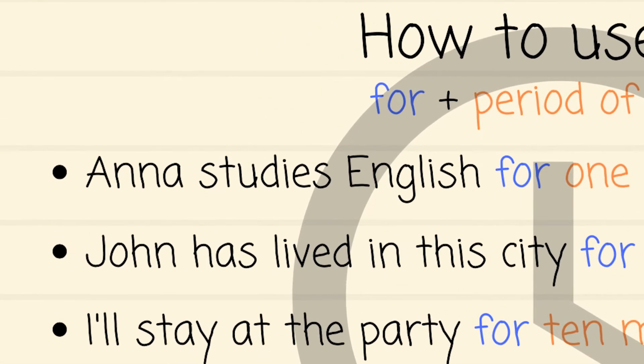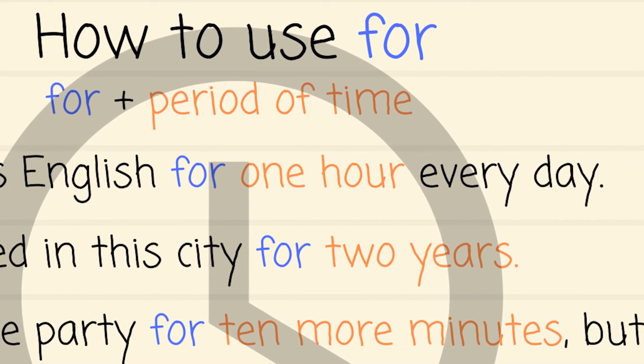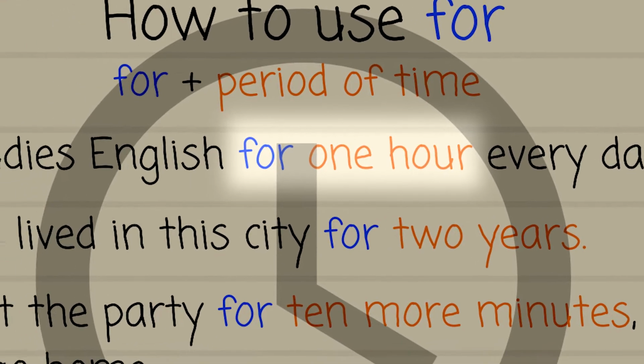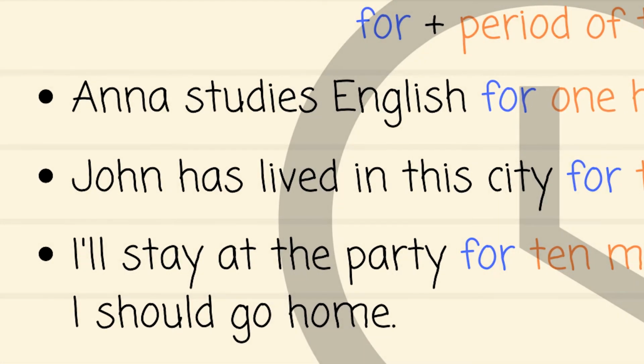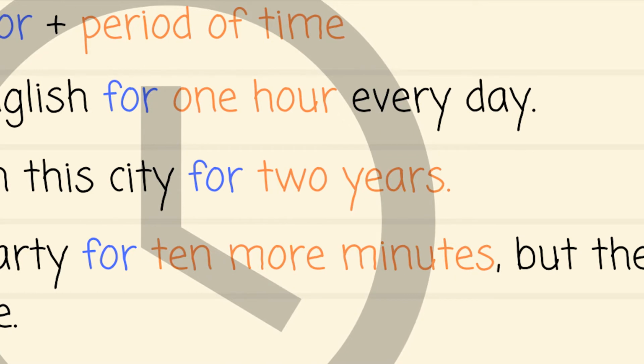So how about some examples? One example, Anna studies English for 1 hour every day. And we have for plus 1 hour. For 1 hour is the period of time that Anna studies English. How about another example? John has lived in this city for 2 years. 2 years is our period of time here.